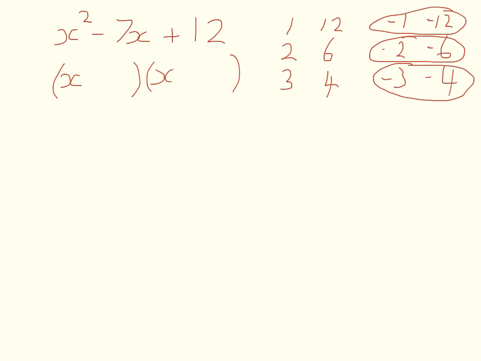Now I'm going to give you the answer, which is negative 3 and negative 4, because they multiply together to give me plus 12, but they also add up. If you've got minus 3 plus minus 4, that's the same as just minus 3 minus 4, and that gives me the minus 7 in the middle. So these ones with the negatives are a bit harder.